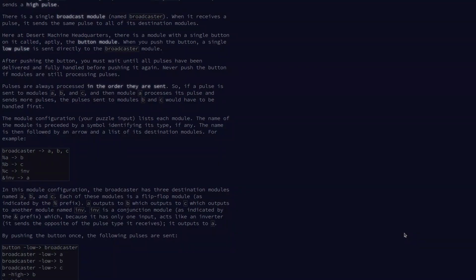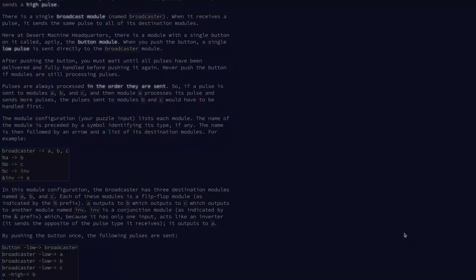There is a single module named broadcaster. When it receives a pulse, it sends the same pulse to all its destination modules. Here at Desert Machine headquarters, there is a module with a single button on it called the button module. When you push the button, a single low pulse is sent directly to the broadcaster module.